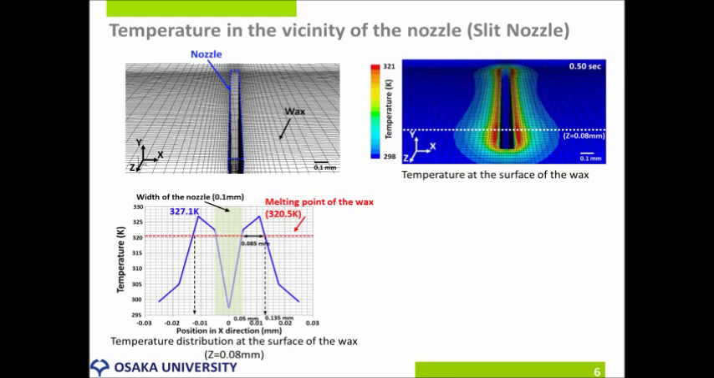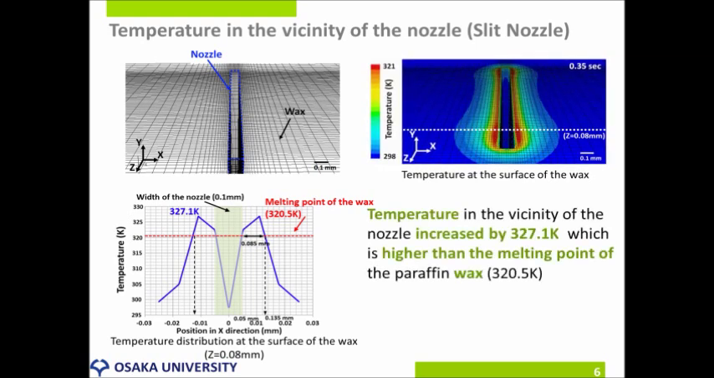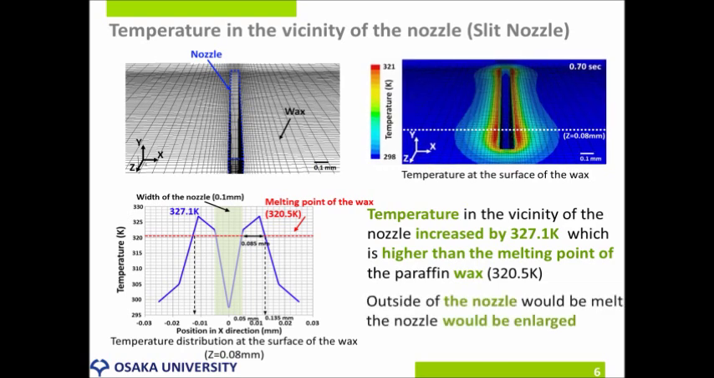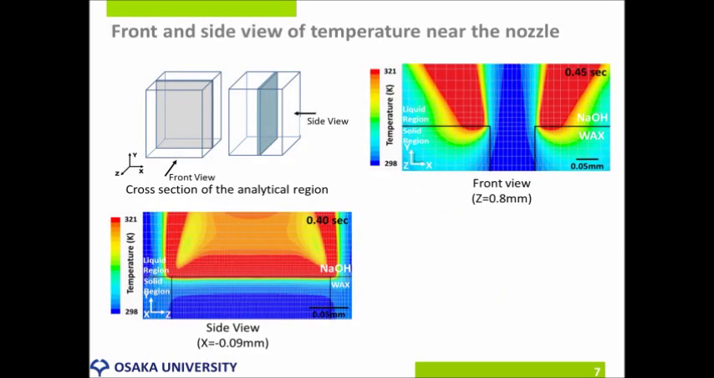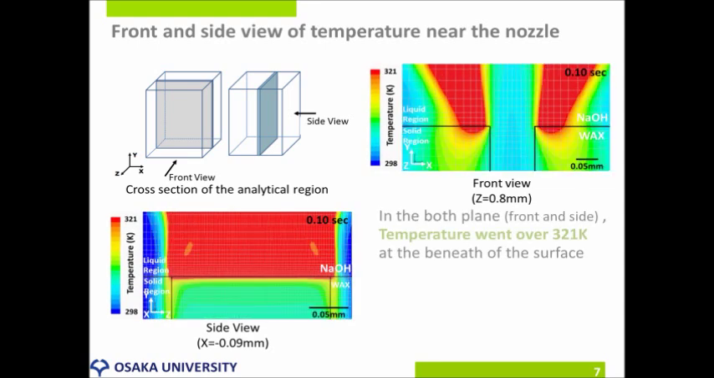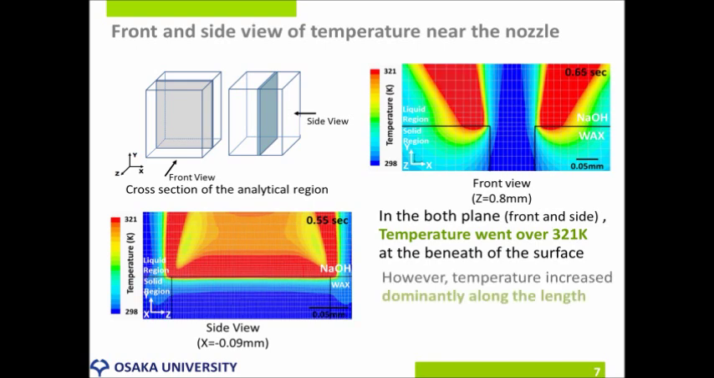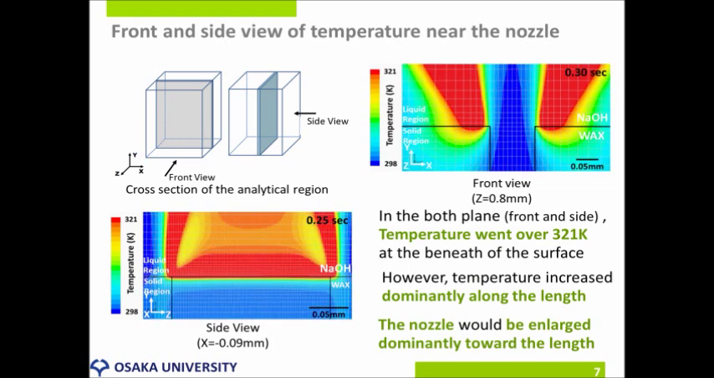Through numerical simulation, we could visualize the temperature of the surface wax around the nozzle and evaluate the temperature distribution at the surface. The results show that the surface wax in the vicinity of the nozzle would be melted by the reaction heat so that the nozzle would be enlarged. By considering the front and the side view of the temperature near the nozzle, we could also expect that the nozzle would be enlarged dominantly toward the direction of the length rather than the direction of the width.